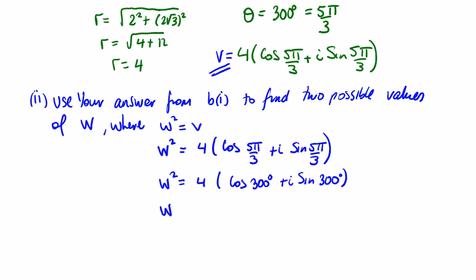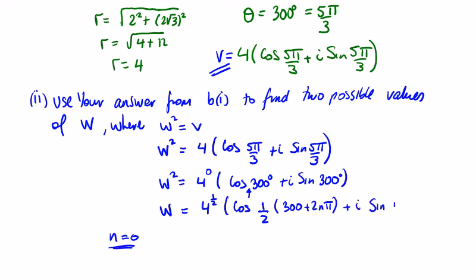So if we want w, we're going to get the square root of the other side. And we know from de Moivre that the power goes here and here. So that's going to be the cos of a half times 300 plus 2n pi for my multiple solutions. Now n is going to be 0 in the first instance, so we're not going to need the 2n pi, plus i times the sine of a half times 300 plus 2n pi.